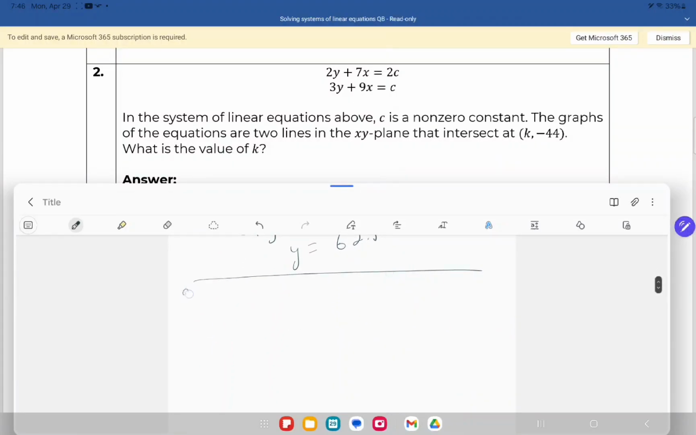Now let's go for the second one. Now in the system, sorry. Fire alarm drill.